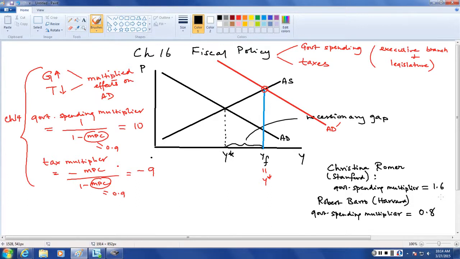Now you would think that if government spending goes up by $1, AD should go up by at least that, because government spending is a part of AD. Am I correct? But it turns out, according to Barro, that in fact, the increase in AD is less than the increase in government spending. So what's going on here? Both these numbers, 1.6 and 0.8, are considerably smaller than what our theory in chapter 14 predicted with an MPC of 0.9. We ought to have a government spending multiplier of 10. But both numbers these two economists have come up with are much smaller than that 10. So what's the reason for this? That is the next thing we're going to discuss.